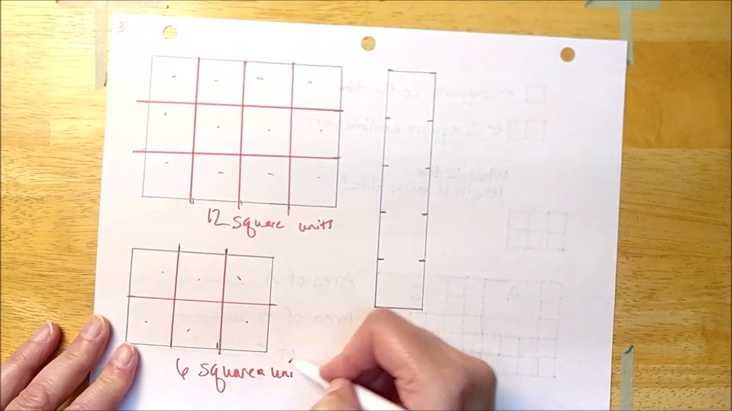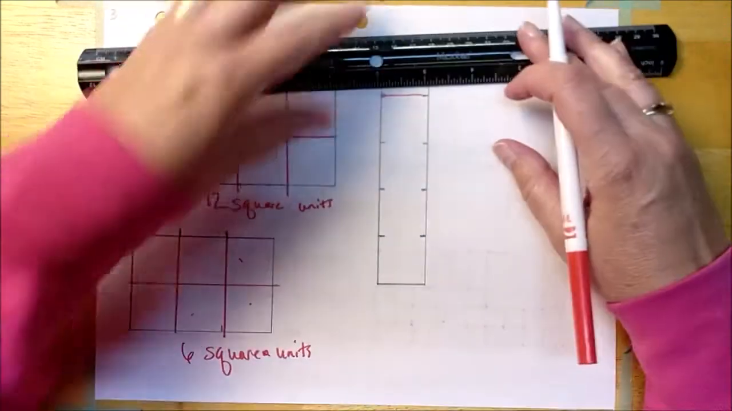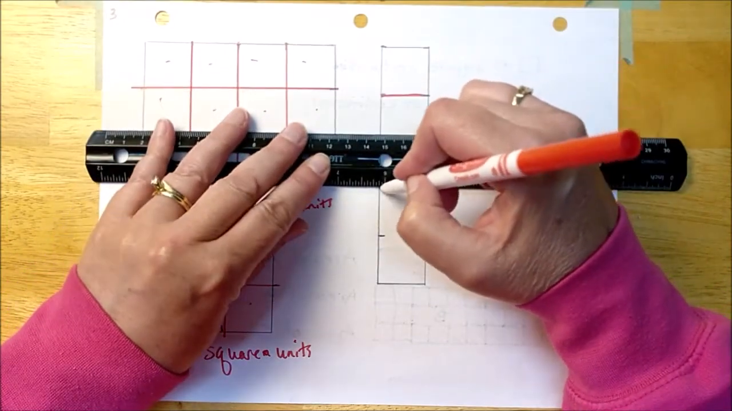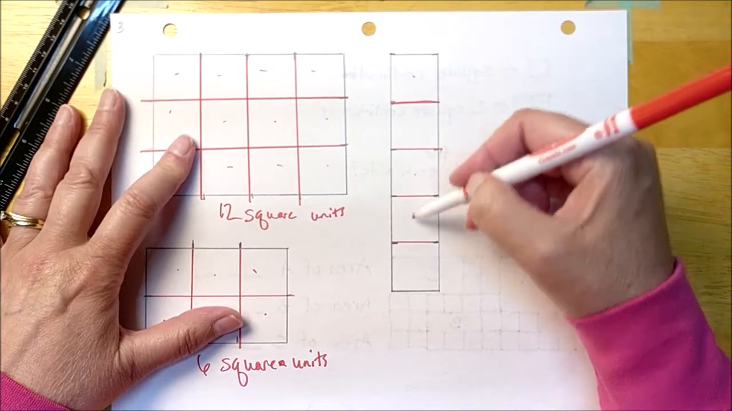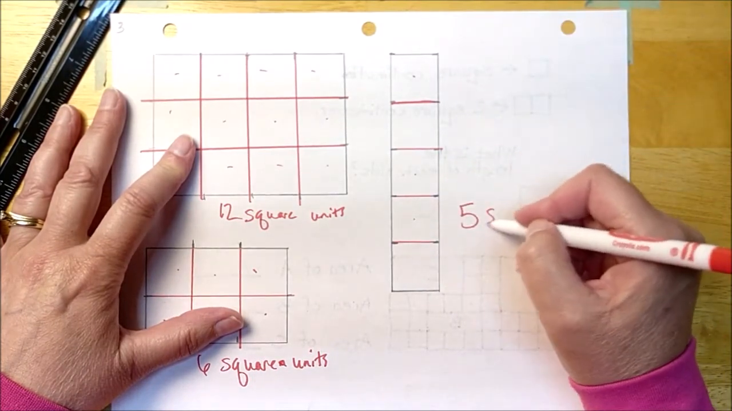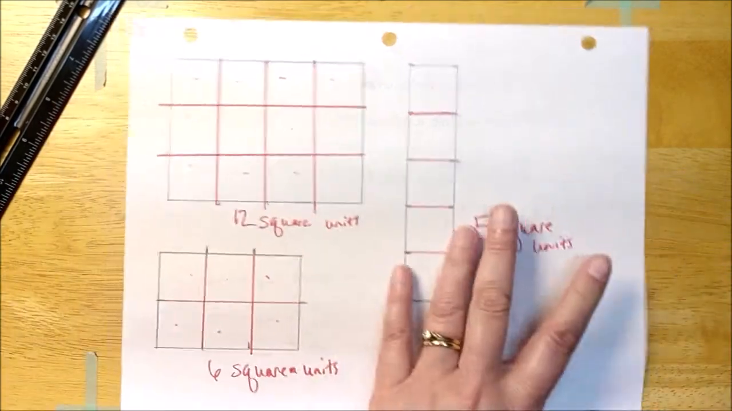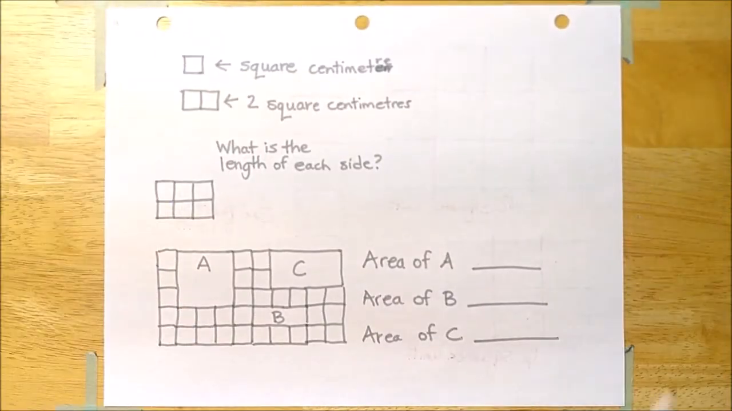Square units. This one, oops, I used my ruler. Sorry. You're going to be using your ruler too. So this one has 1, 2, 3, 4, 5. 5 square units. So that's how that works. Then, as I was mentioning a minute ago, you guys measure in square centimeters.